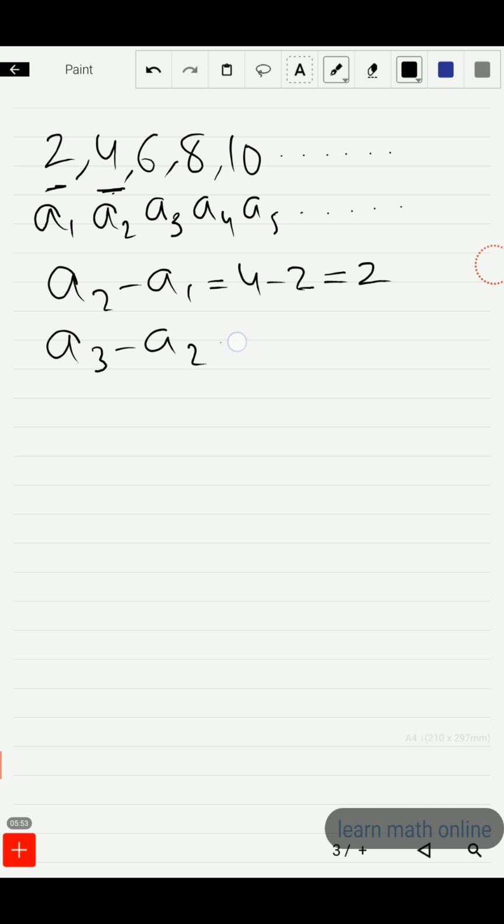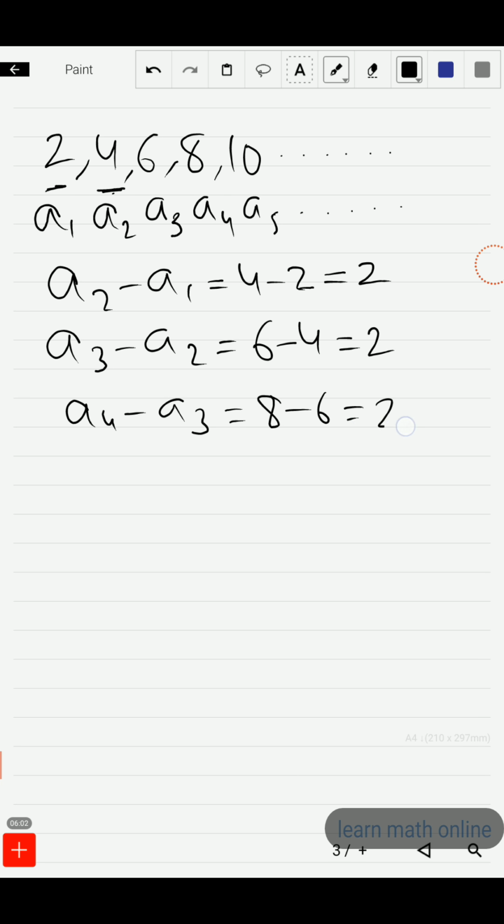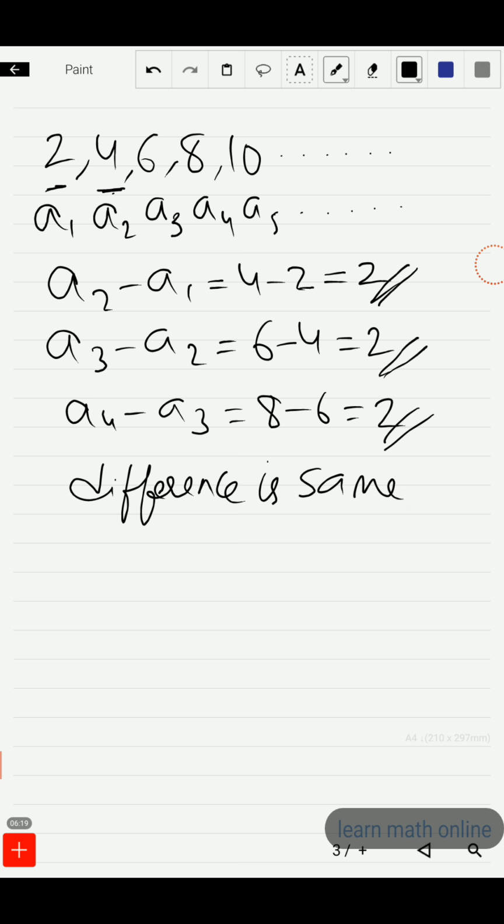A3 minus A2, 6 minus 4 will give us 2. A4 minus A3 is 8 minus 6, it will give us 2, isn't it? So the difference is the same here. Alright, that means the difference is the same. Okay, if the difference is the same, the list is in AP. Okay, the list will be in AP.